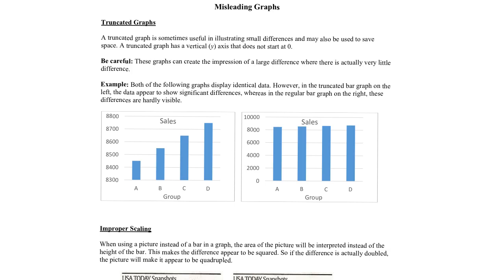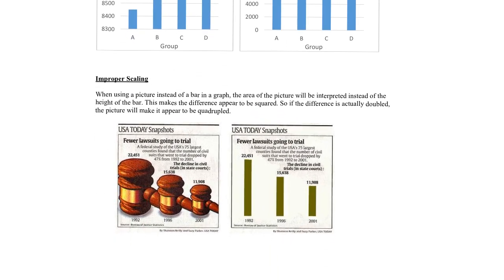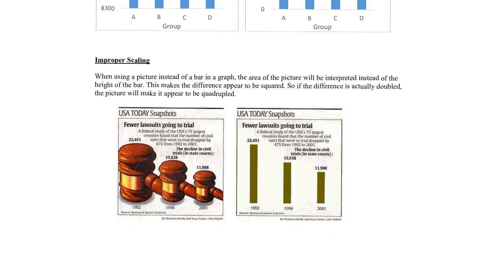Okay. Improper scaling. This happens a lot too. In this case, we've got some information from USA Today. Here's the original data. Here's actually the better graph. It's just not very pretty, right? But this shows that if you look at this bar compared to this bar, this is about twice as tall. And that's really what you want to show.